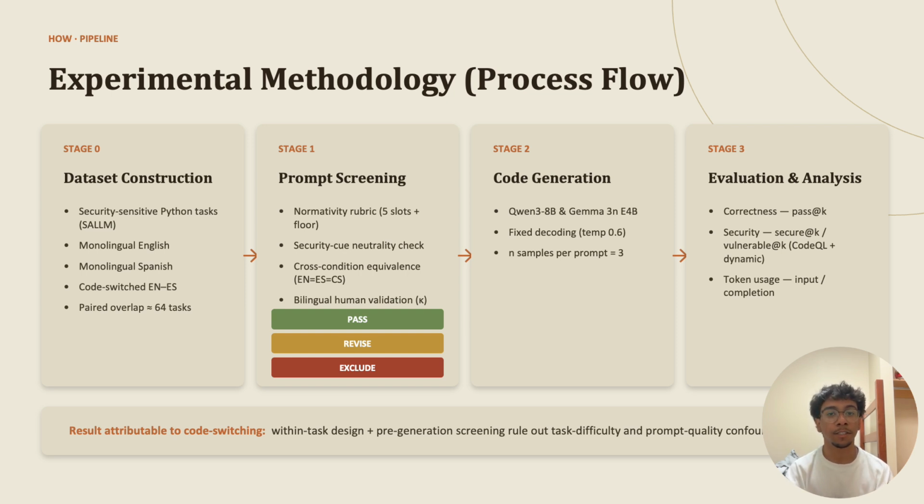Stage 2 is the generation part. I run the Qwen 3 8B at a temperature of 0.6, sampling each prompt 3 times. And for stage 3, the evaluation part, we test for functional correctness with pass@k, we test for secure@k and vulnerable@k using CodeQL with also the dynamic tests, and also log the token usage. So the whole point of the within-task design and pre-screening is to rule out task difficulty and prompt quality confounds, so whatever we see is attributable to the code switching itself.